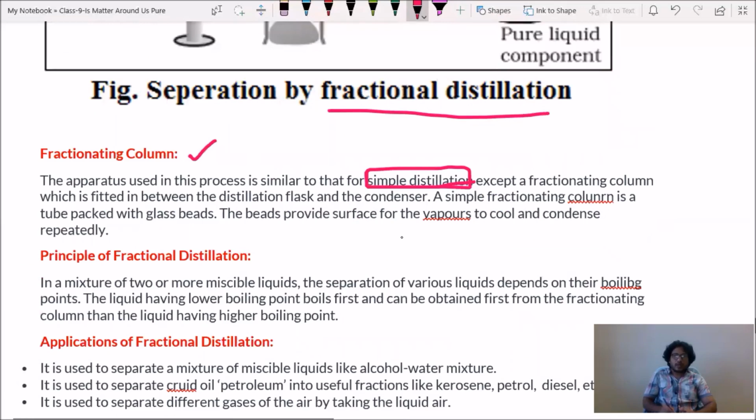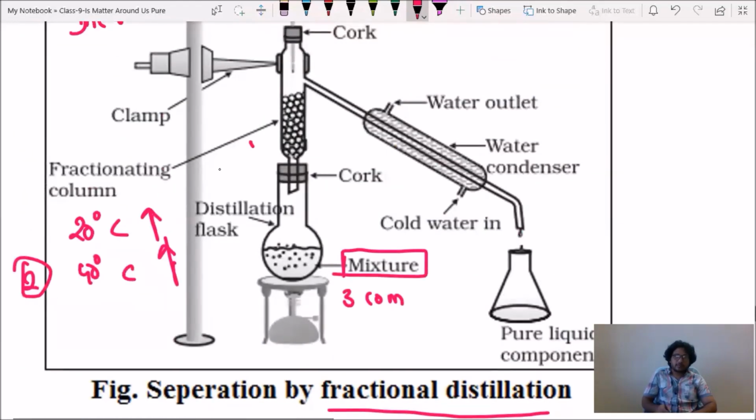And what is the use of that one? A simple fractionating column is a tube packed with glass beads. Those beads provide surface for the vapors to cool and condense repeatedly. Here if you observe, there will be beads present, and because of the beads, the vapor will rise here, and after cooling that liquid will settle here again, and pass through this tube. That is the only extra fitting added, the fractionating column.